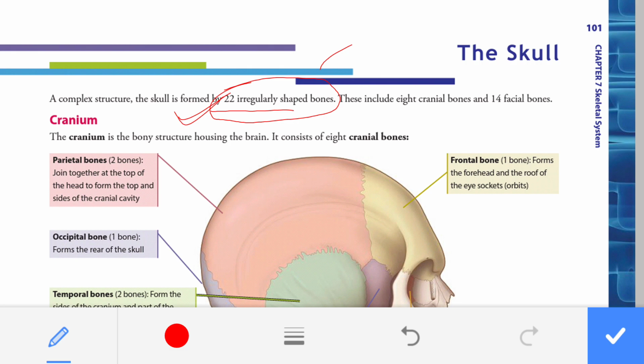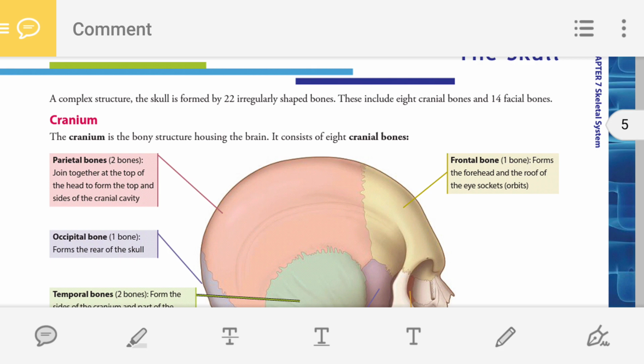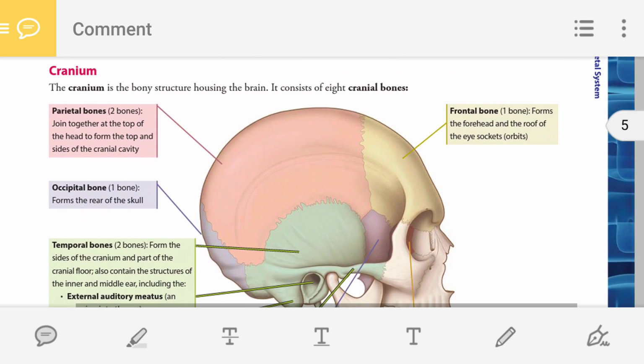And the facial bones, their number is 14. Now, in this lecture, we are going to observe the bones of the cranium and what their names are. I have included many figures, so you need to observe those figures and you will find the exact location of the cranium bones. So now we are starting this presentation lecture.